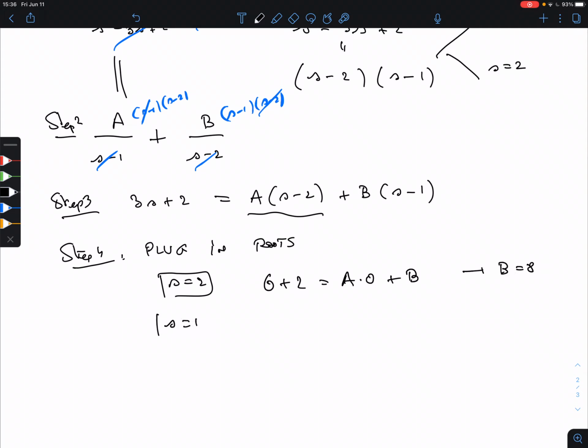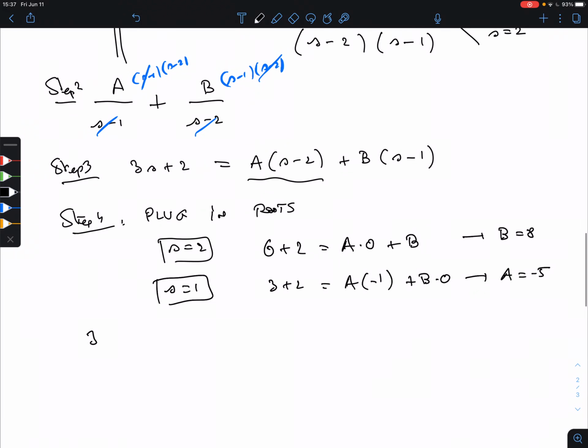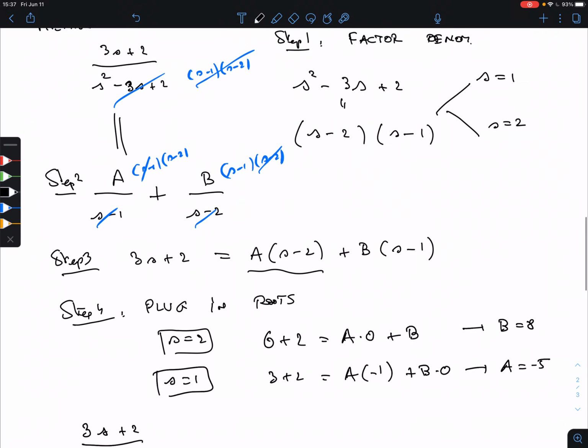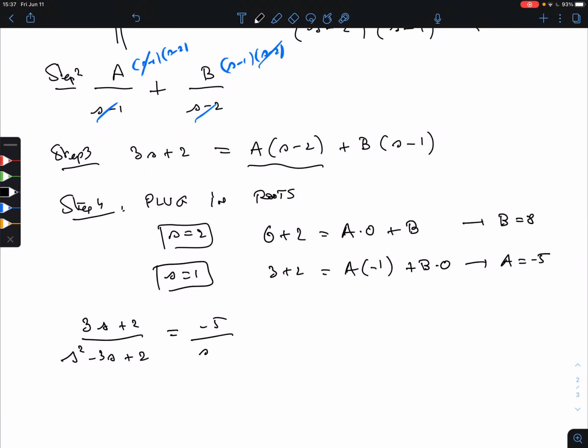If I plug in s equals 1, then I get 3 plus 2. Let me write it like this. And then I get a times 1 minus 2, that's minus 1, plus b times 0. So again, we can find that a is minus 5. So the conclusion is that 3s plus 2 over s squared minus 3s plus 2 is equal to minus 5 over s minus 1 plus 8 over s minus 2.